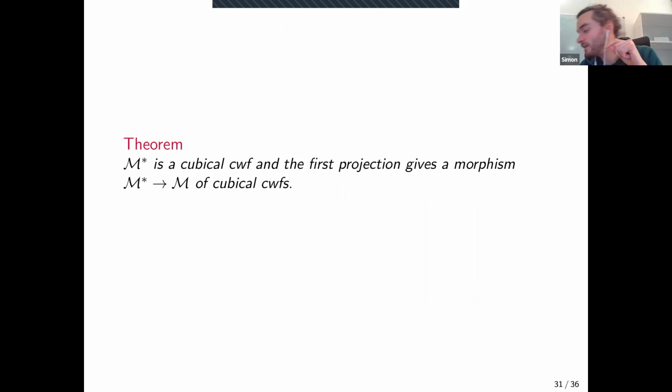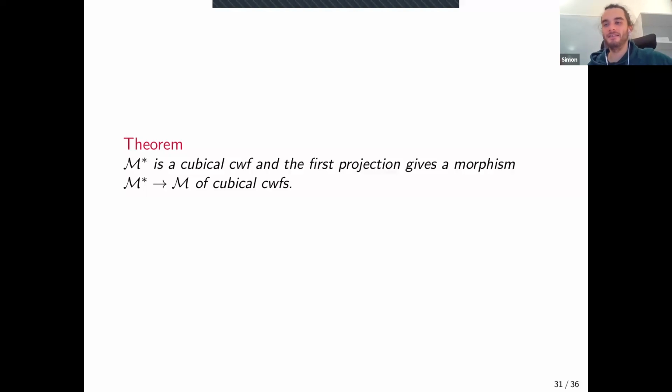I have 2 minutes left. Sorry. It's fine if you take 5 extra minutes, but generally we should be converging towards the end, not the beginning. Yeah, I think I'm converging. Okay, cool.